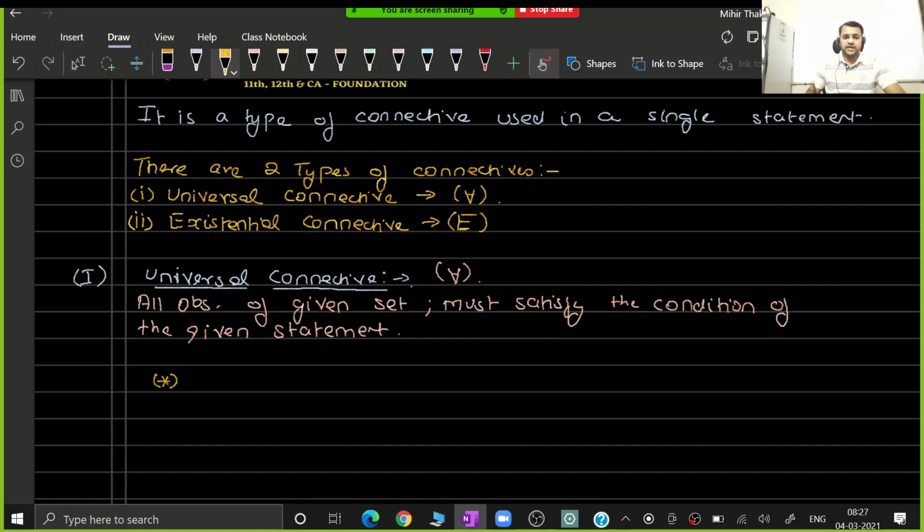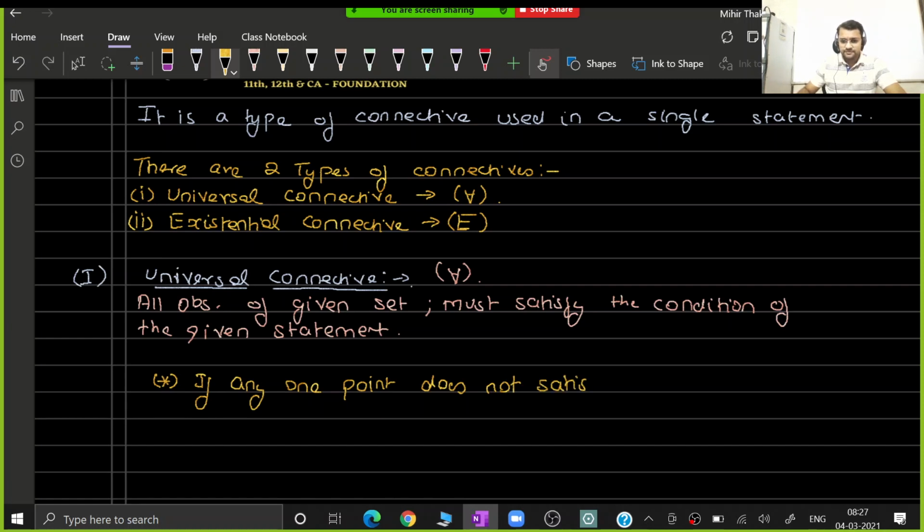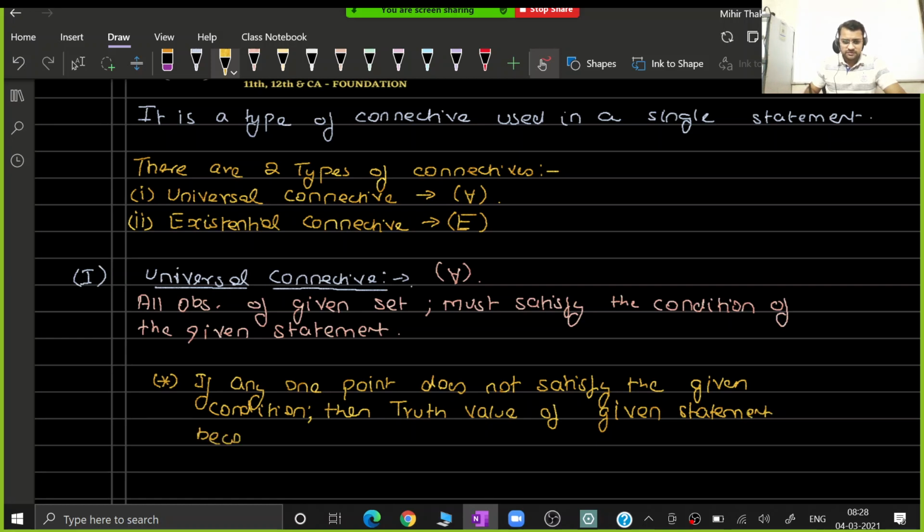A very important point that we have to remember over here, that if any one point does not satisfy the condition, or I can say does not satisfy the given condition, then truth value of given statement becomes F.